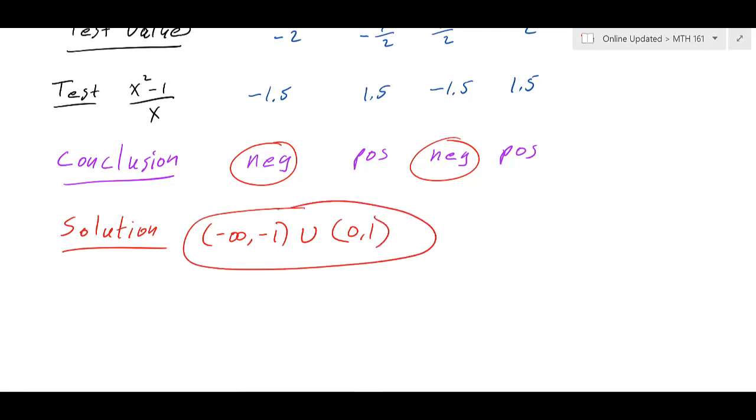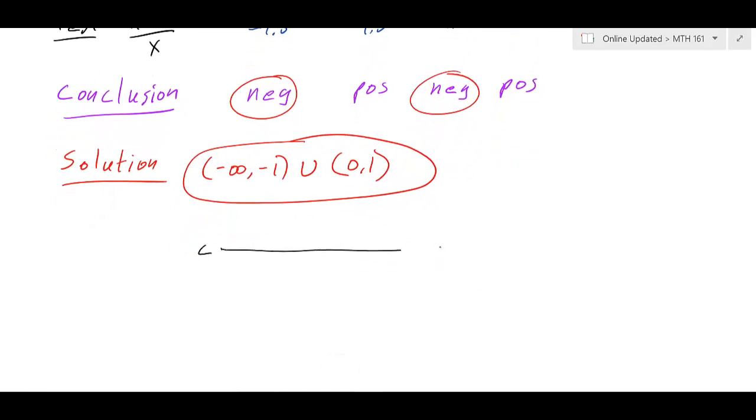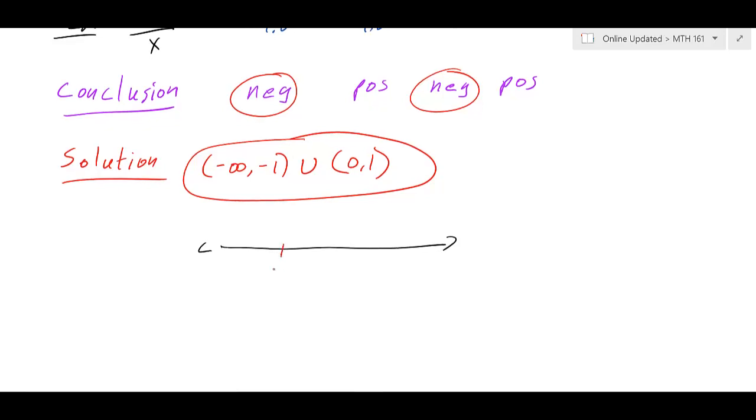So this is going to be our solution. And if we look at the solution on a number line, we can label this here as negative 1. We have 0. From negative 1, we're going to the left, and then we put a parenthesis on 0, and we're going from 0 to 1, so we would shade in between 0 and 1. So graphically, for the solution, that would be the answer.